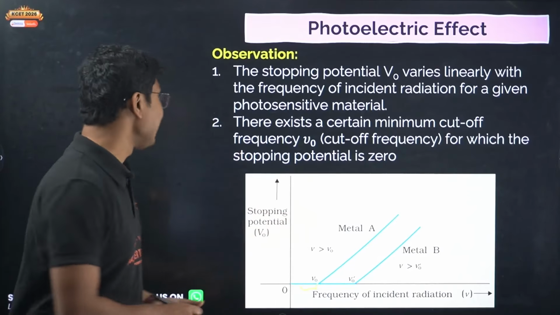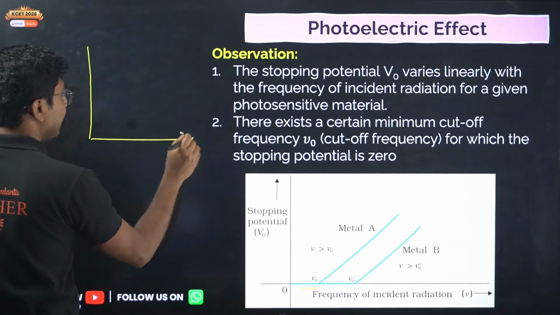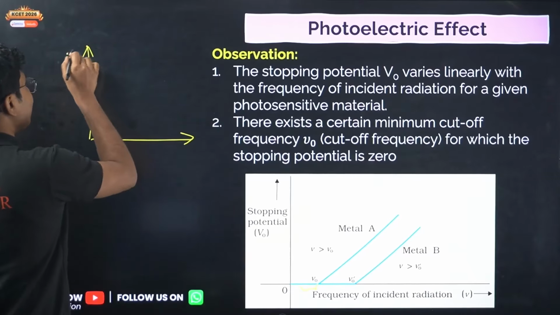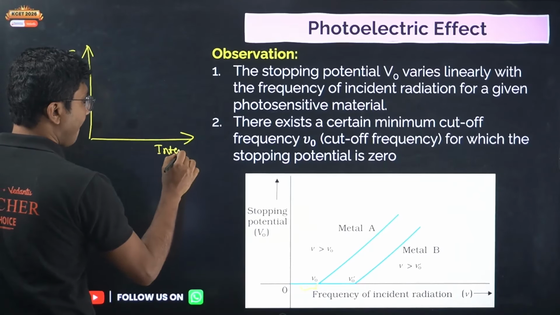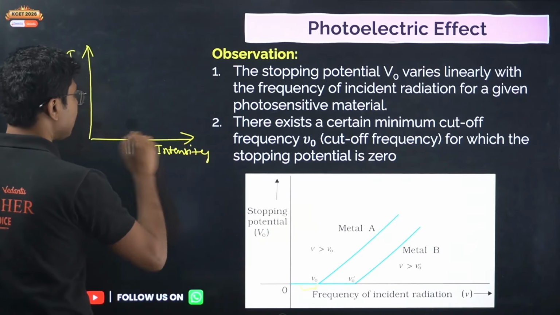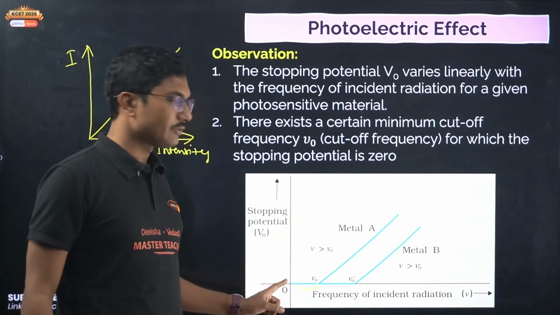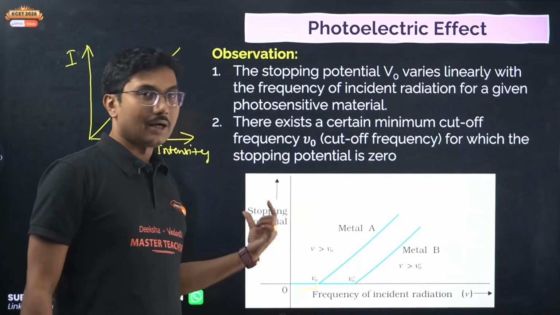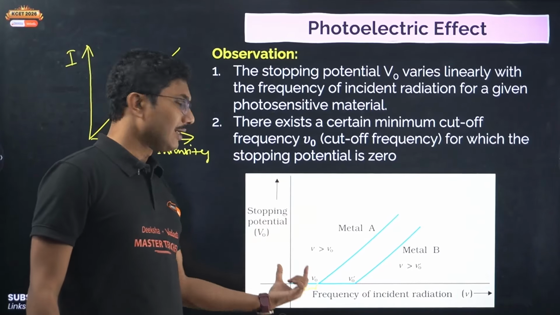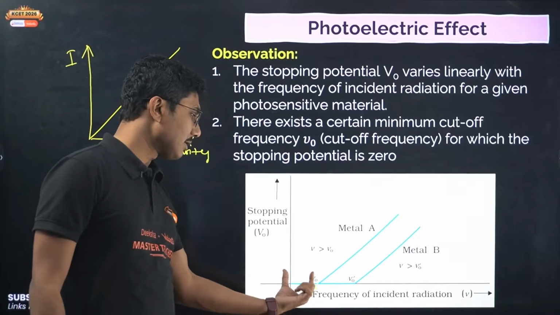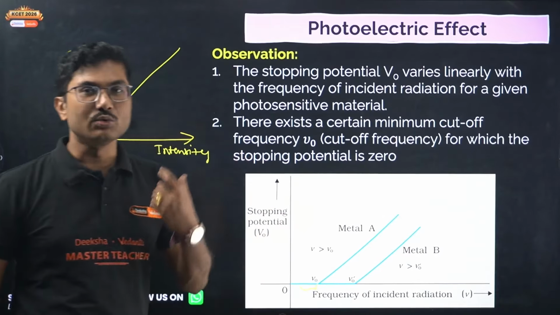It is unlike the photocurrent versus intensity graph. Photocurrent versus intensity, this is current, this is intensity. It was a straight line graph that started from the origin, whereas this one is not starting from the origin. It crosses the x axis, there is a cutoff here, and that value is called nu0.